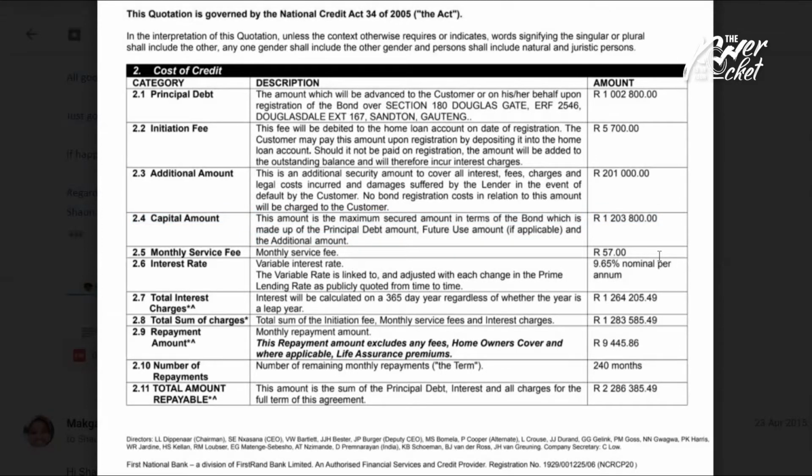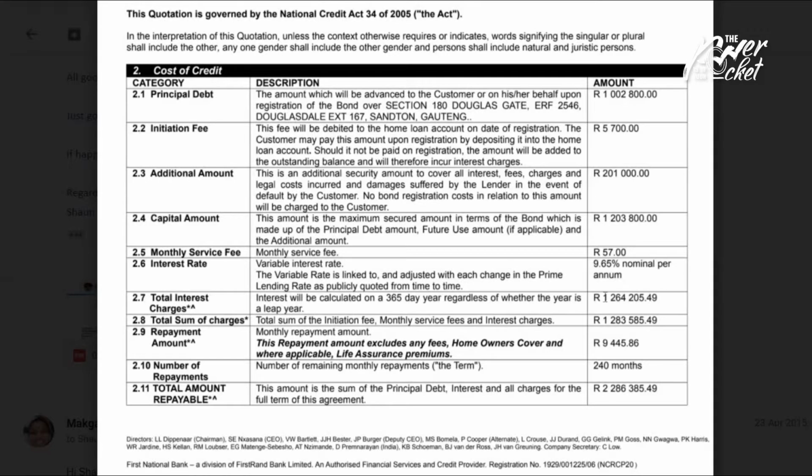Here's the monthly service fee that I spoke about. This was my interest rate, and then the total charges on interest. It says interest will be calculated on a 365-day year regardless of whether the year is a leap year. What this means is interest is calculated daily, and this is compound interest. I'm going to show you the difference between simple interest and compound interest.